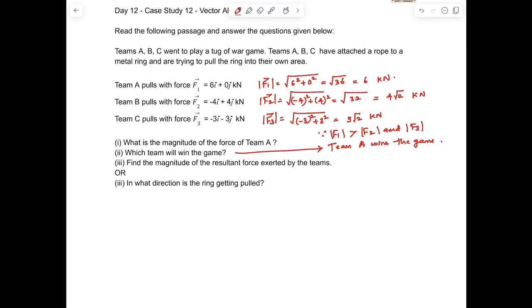Third subdivision. Find the magnitude of the resultant force exerted by the teams. Let the resultant force be represented by F. F is equal to F1 plus F2 plus F3. So on adding all these three, we get minus i plus j. Magnitude of this resultant vector is square root of minus 1 square plus 1 square, which is root 2 kilonewton.